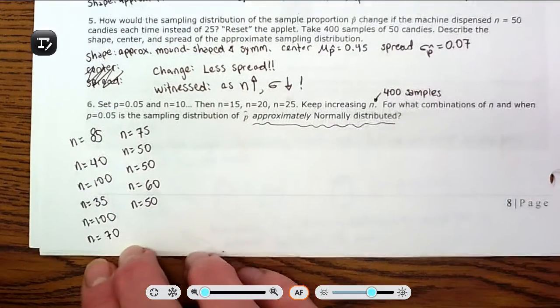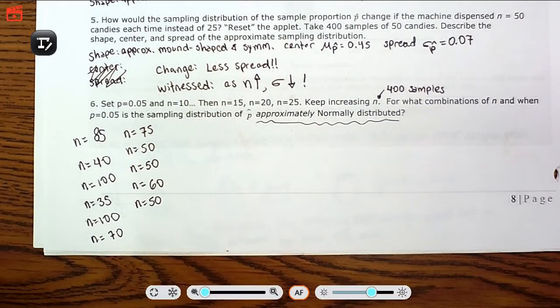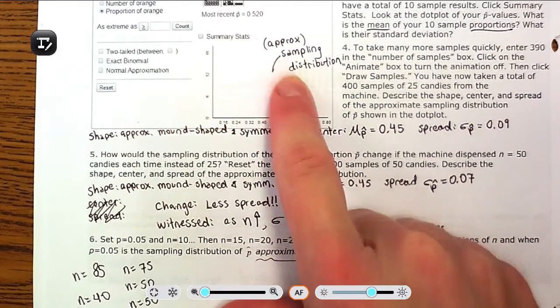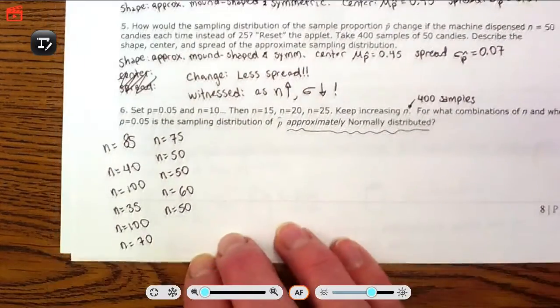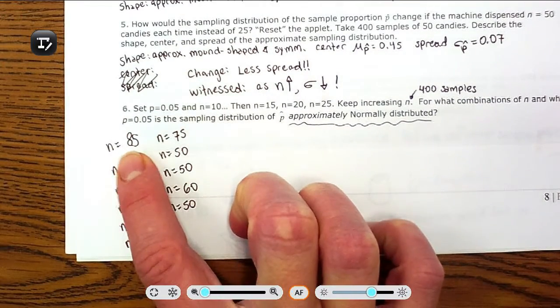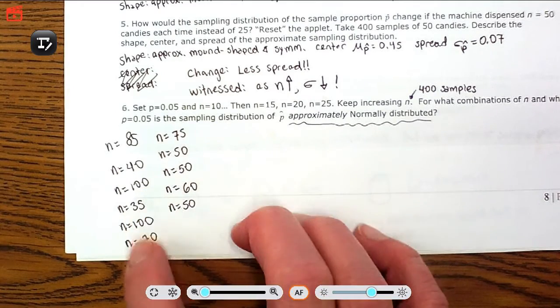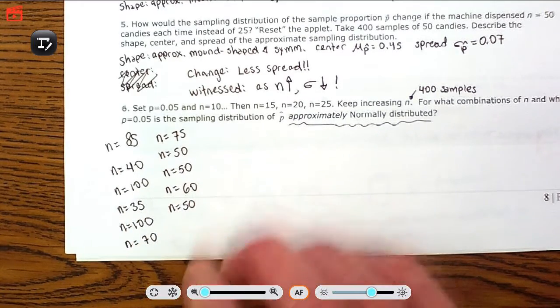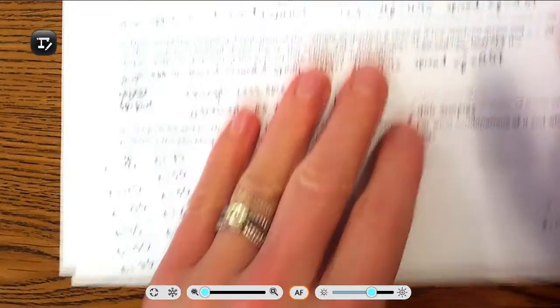So we'd have to keep increasing from n equals 15 to 20 to 25 to 30, 35, and so on until we think that our mound is approximately normally distributed. Okay, just meaning that it looks kind of like our old tracings of our normal curves. And this is what my students in the class this day said. They said around 85 for the sample size, that they thought it looked pretty normal, 40, 100, 35, and so on. That these were each of their guesses for when they felt like the mound started to look pretty normal.